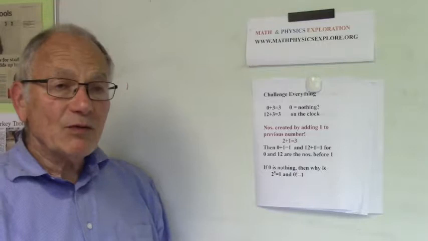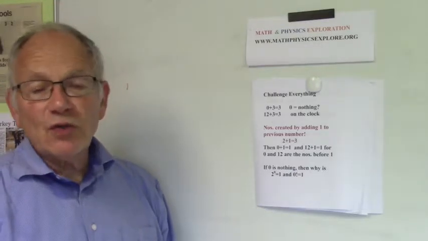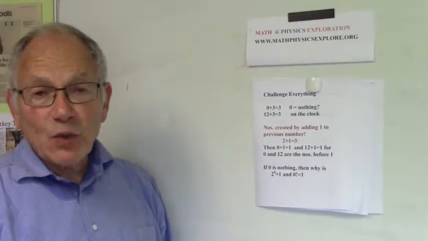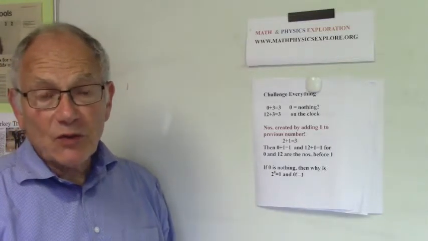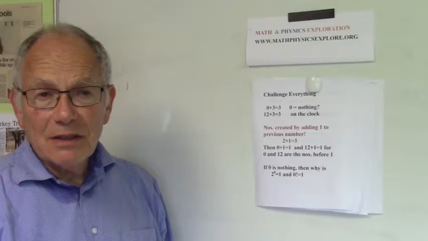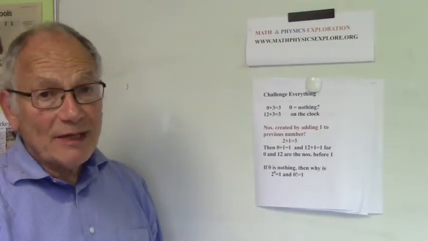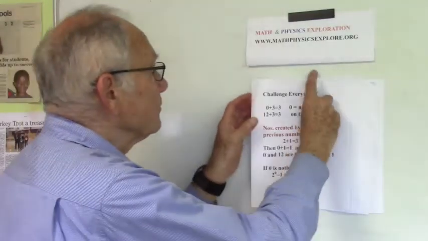Now, what makes it interesting is if we take and raise 2 to the 0th power, we'll find that's also 1. And 0 factorial is 1, even though 0 factorial implies multiplication. So, telling us that 0 is nothing gets us into a lot of trouble when we get into upper mathematics.